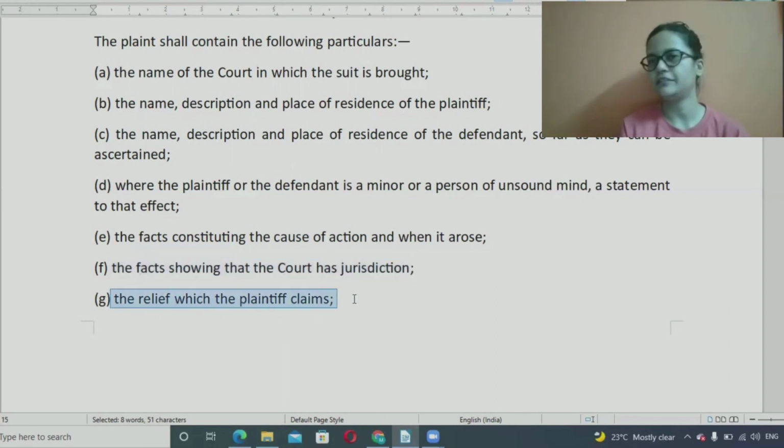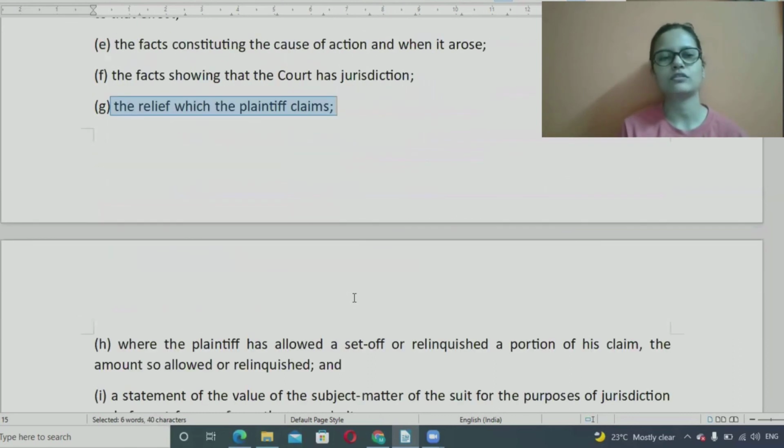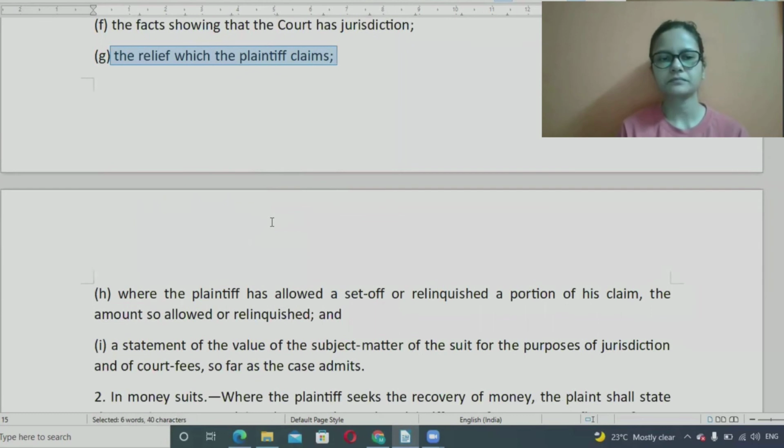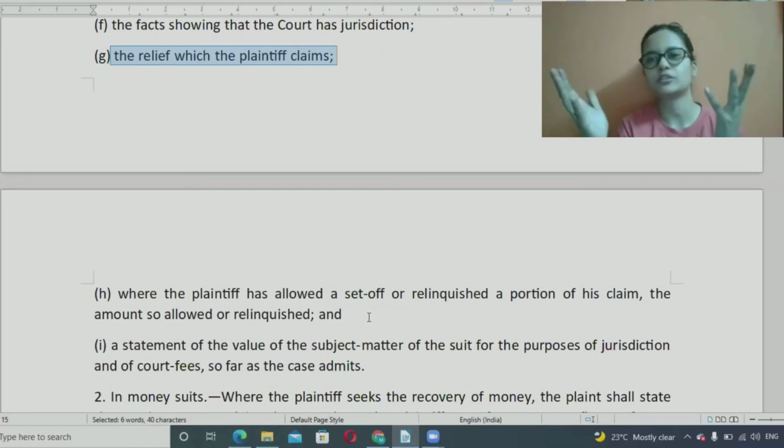The relief which the plaintiff wants to claim. Like we saw in the starting of the class also, four things are present: the relief or the remedy that the person is asking, whether it's compensation or some order, whatever it is, that also will be mentioned. Where the plaintiff has allowed a set off or relinquished a portion of his claim, the amount so allowed or relinquished also. Sometimes, this is what has happened, but I'm just leaving this part; it's fine, I don't need this, I am concerned with this thing. So it also has to be clearly specified.